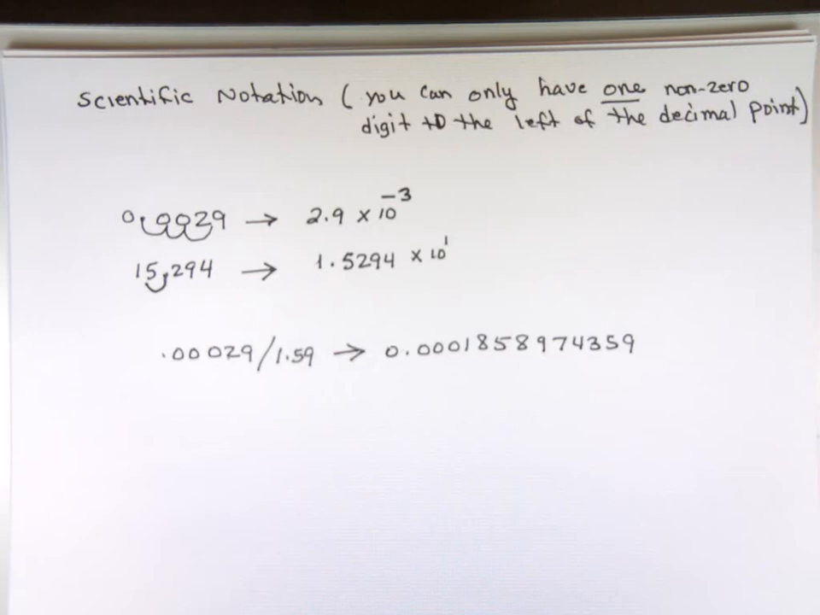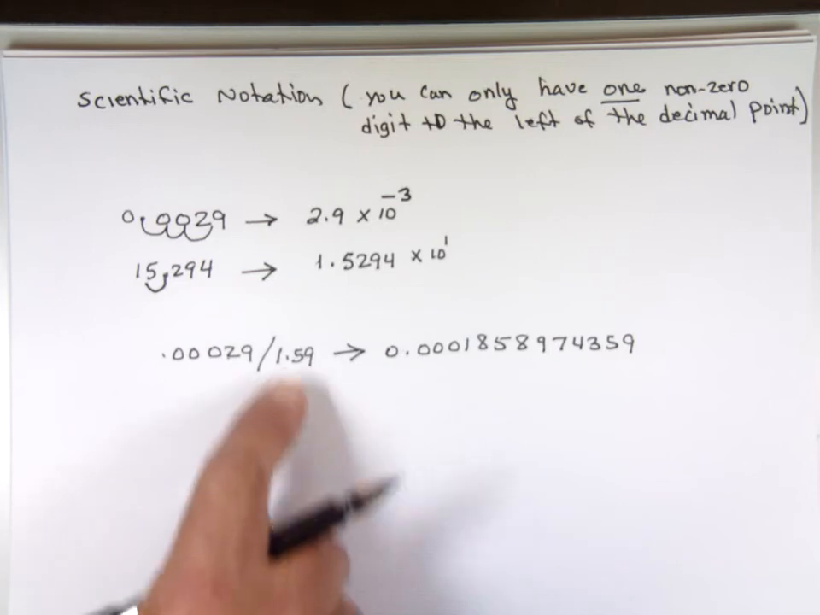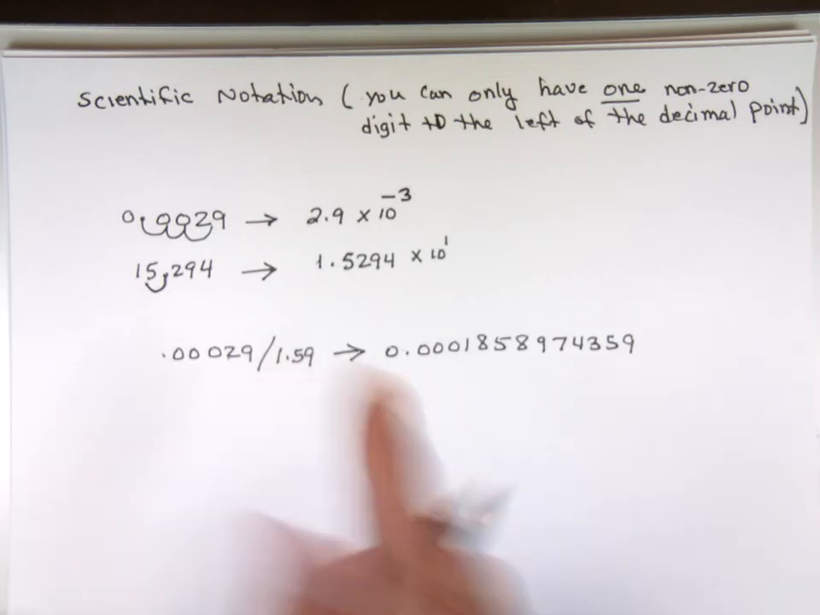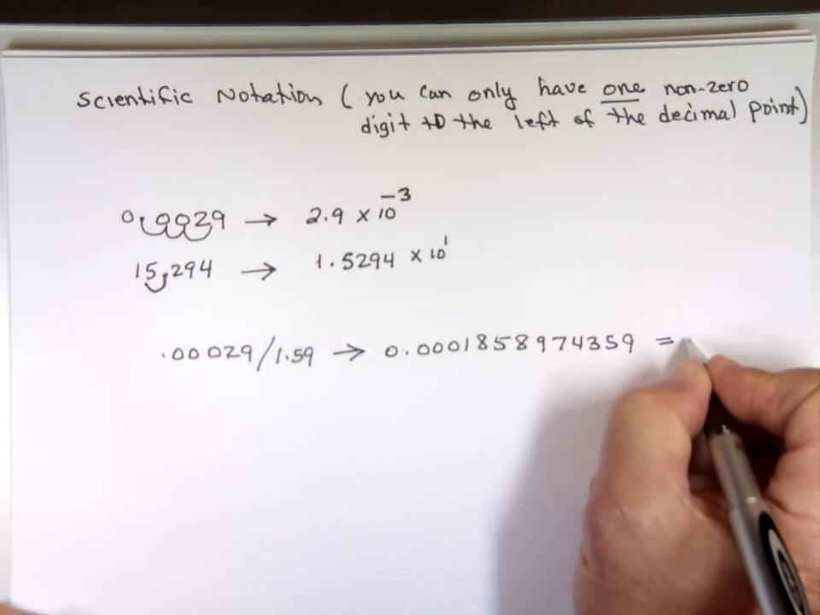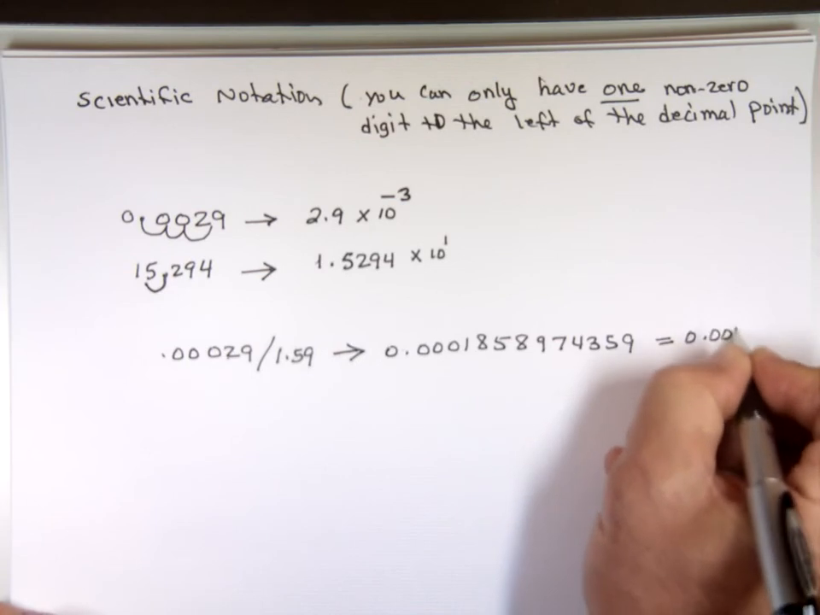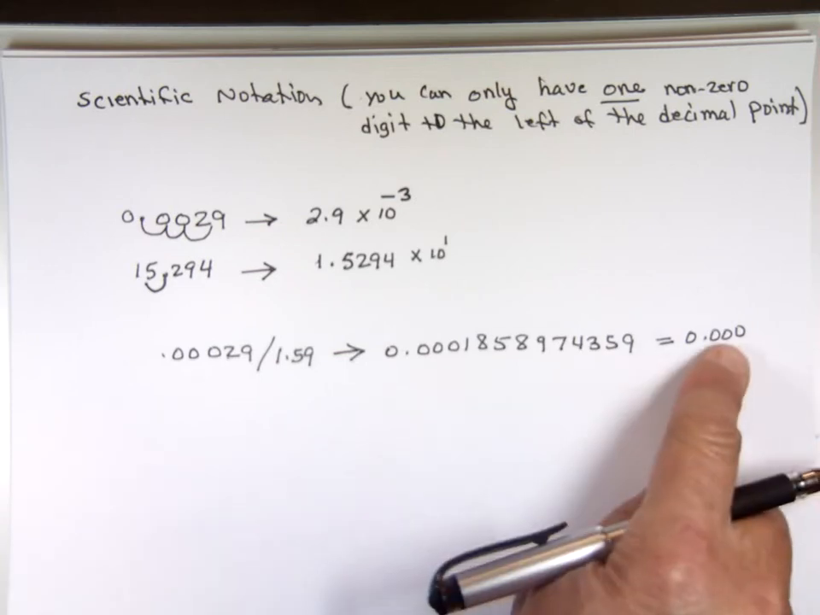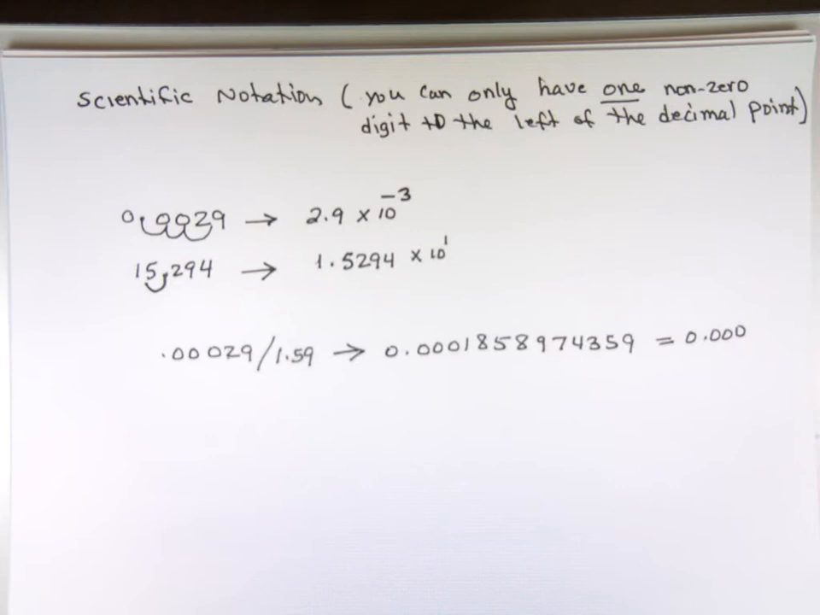When you're doing division and multiplication, the number of significant figures should be to the least accurate. The least accurate number is this one, 1.59. So if we use three significant figures for this, my answer is going to be what? 0.000, and that's not acceptable, because these zeros are not significant figures. So how do we make that the right answer?